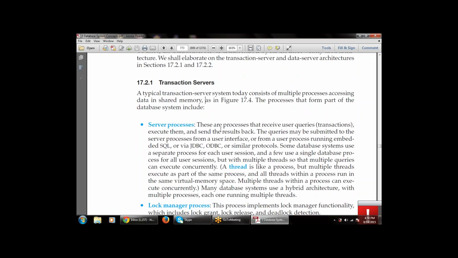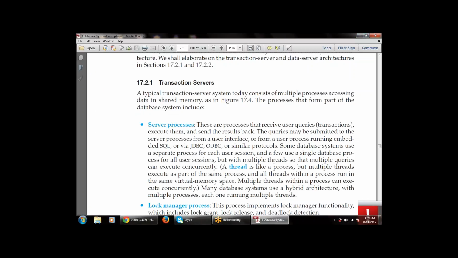Some database systems use a separate process for each user session. They provide single database connectivity for the different sessions, but with multiple threads, so that multiple queries can execute concurrently. That is a server process. A thread is a unit that is currently executing, so multiple threads can execute within a process. All the threads within a process run in the same virtual memory space. Multiple threads within a process can execute simultaneously.